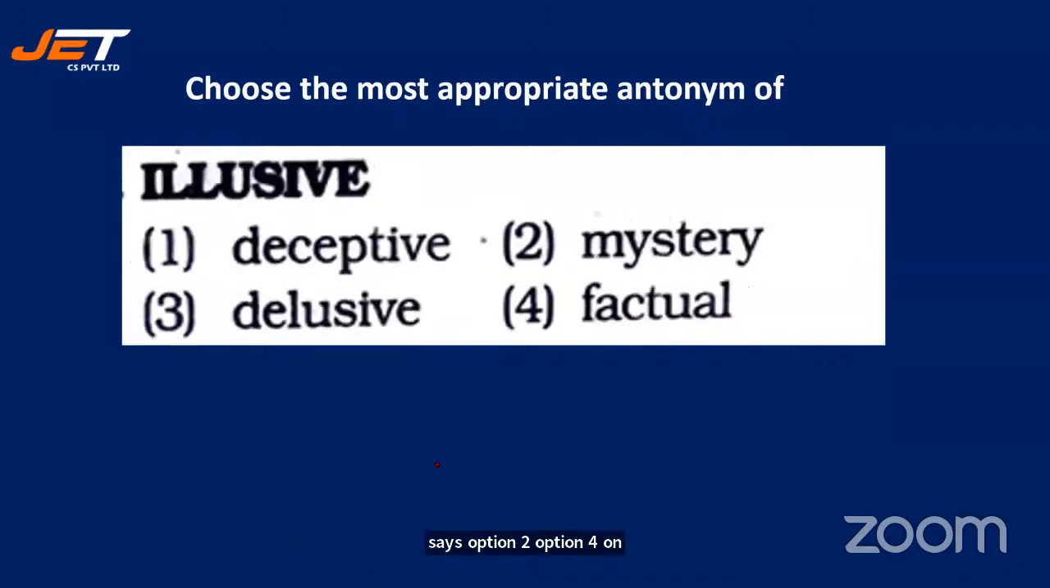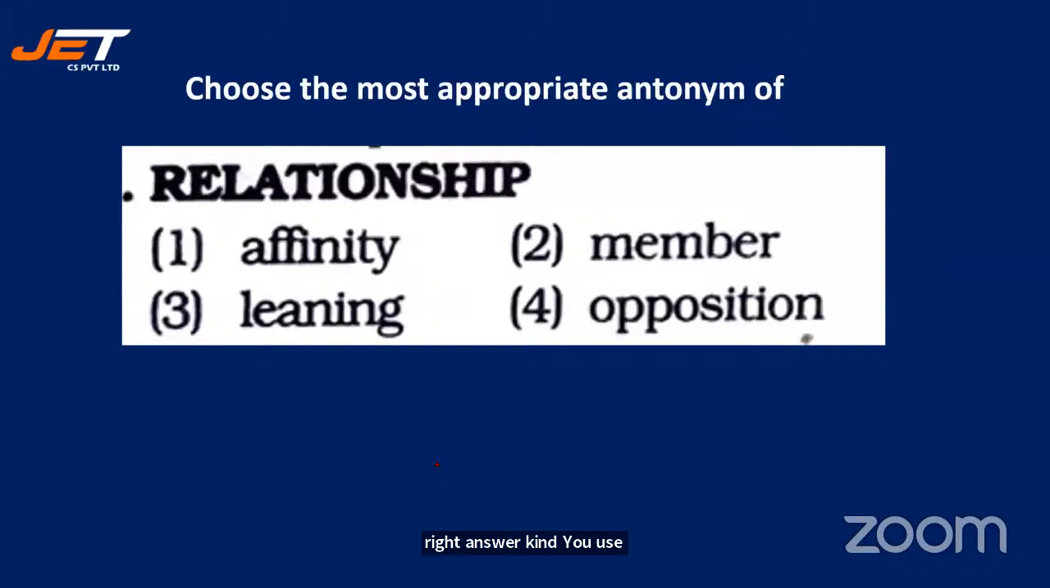Kind. Elusive. Is it deceptive? Is it mystery? Is it delusive? Or is it factual? It is factual. Next is relationship. What is the opposite to that? Affinity, leaning, member, opposition. It is opposition.